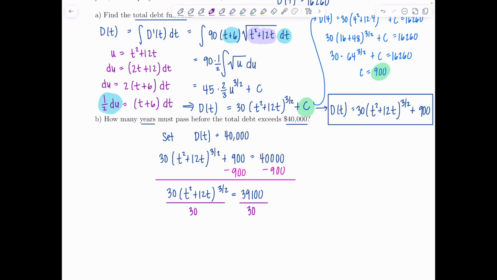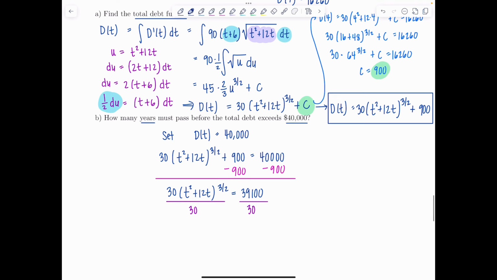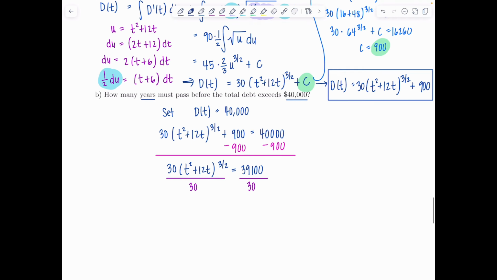And 39,100 divided by 30 is not an integer. It's 3,910 divided by 3. So since we're trying to solve for t, I'm just going to round that off, okay? It's about 1,303.3 repeating. So I'll just keep 2 decimal places. Check with your instructor how far they want you to take things, okay? But there's kind of no nice way around this, unfortunately.